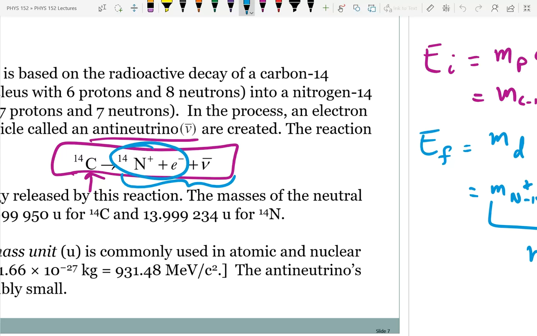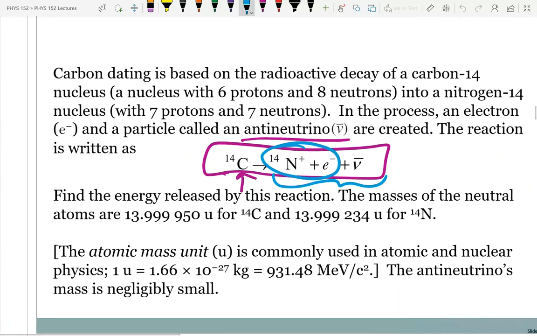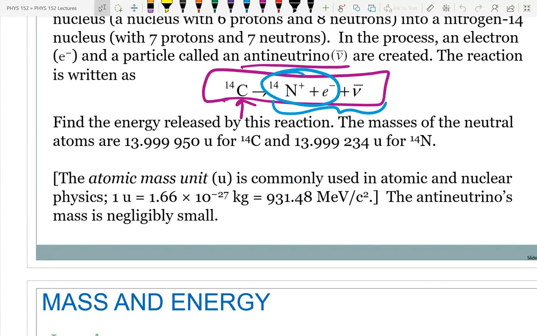Now, what are the masses of the carbon and nitrogen? They're listed in atomic mass units. Well, I can convert atomic mass units into kilograms, but I don't want to. I'm petulant. Why don't I want to? Because it's a whole lot easier to use this conversion: one atomic mass unit is 931.48 mega electron volts per c squared.